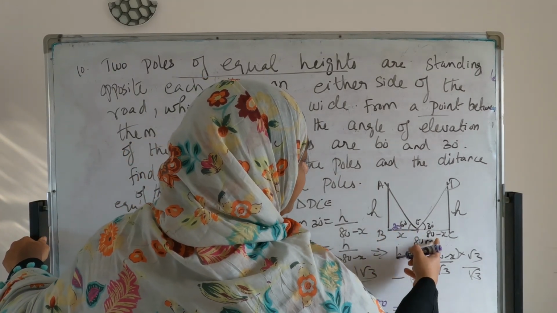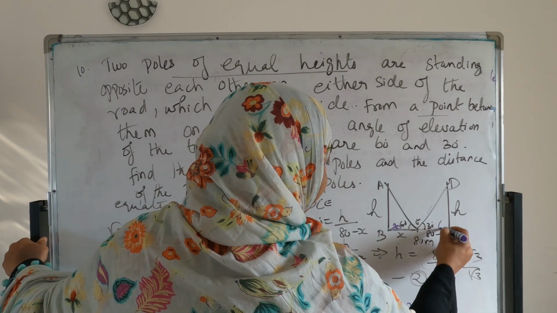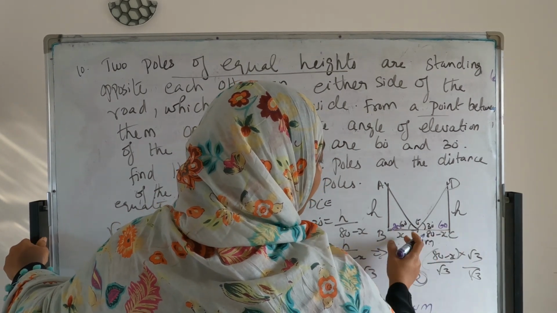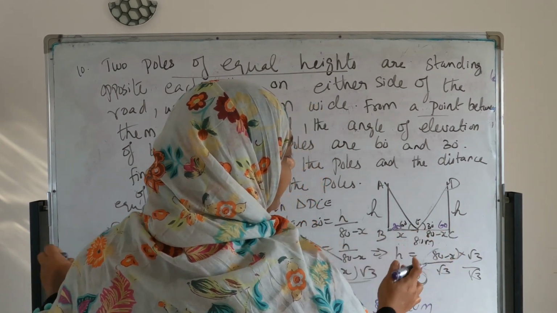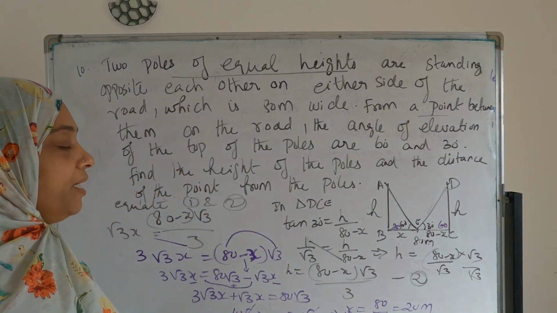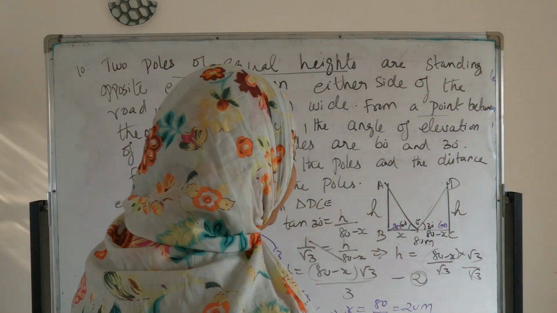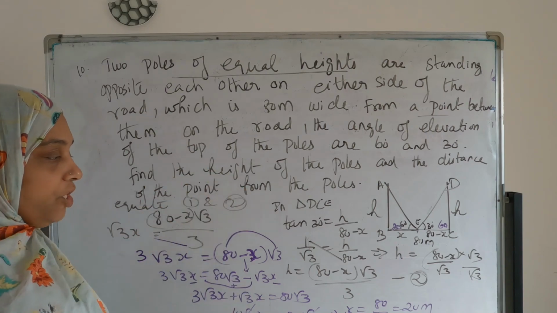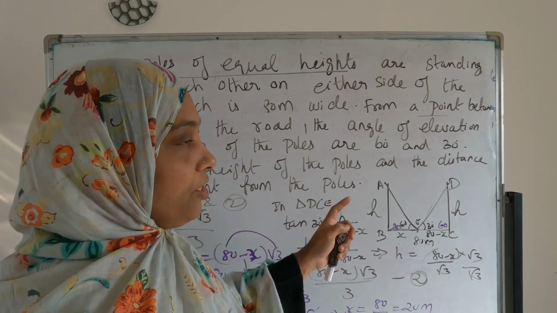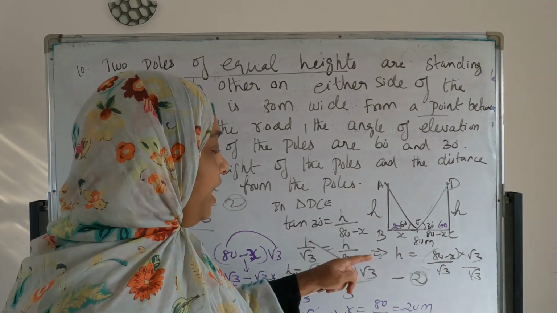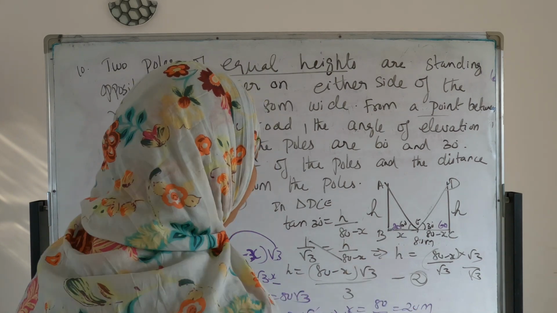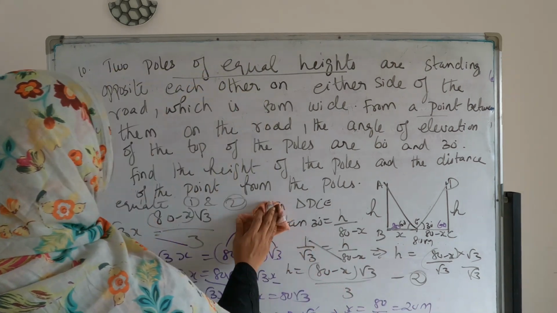This is 20, so this is what? 80 minus 20 is 60. So the distance between the poles, one side is 20, another side is 60. This part is over. Now we will find the h part. That is easy only. Already in the first equation, what do we have? h is equal to root 3x. Replace that x value as 20.